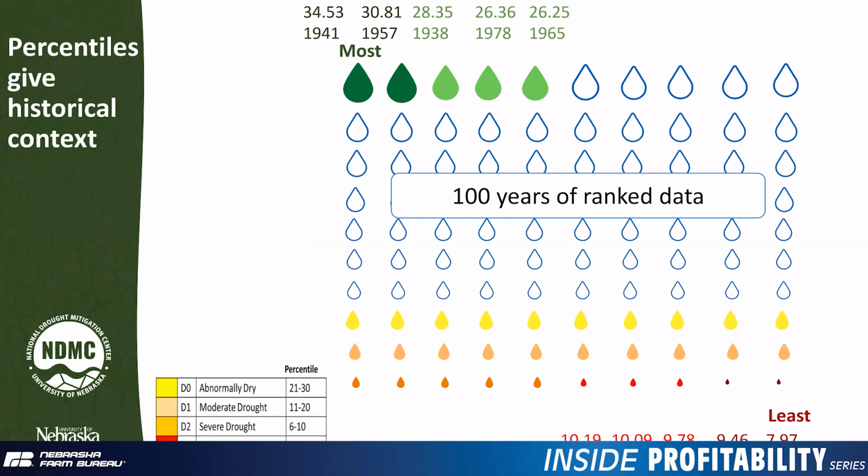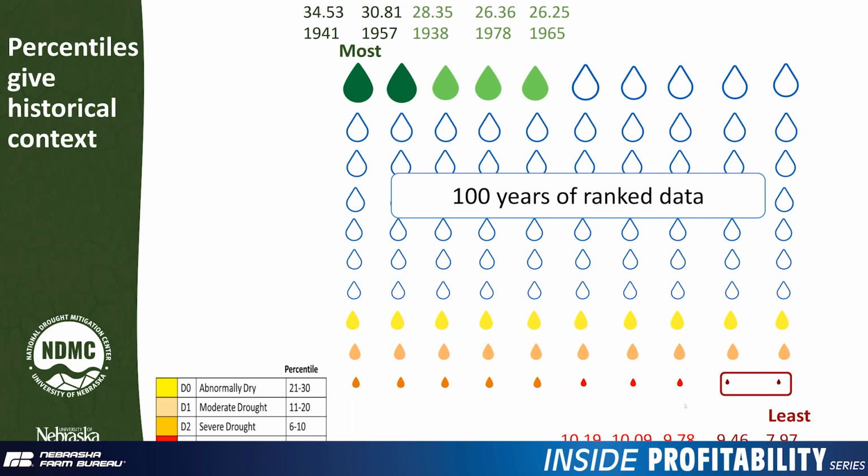So let's look at it this way. If I have 100 years of data, and I'm looking at a given week or a given month, these raindrops each represent 1 year. So on the wet cycle, for this particular location, let's say it's Lincoln, my 2 wettest years were back in 1941 and 1957. If I come down to the 2 driest years, 1950 and 2020 were my 2 driest. So that would be your D4.